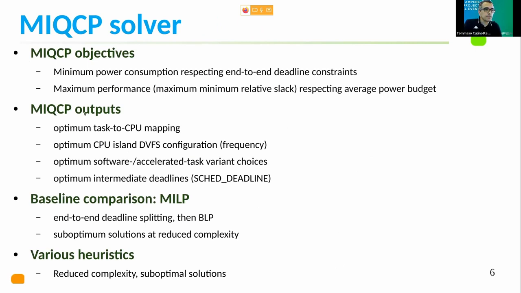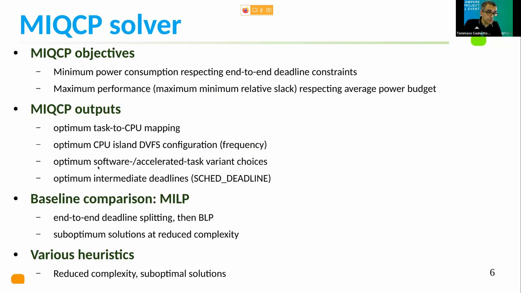So what is the output of this optimization procedure? As output, what we obtain is the optimum task to CPU mapping. So we know for each task what CPU it has to be mapped on, so that it can be statically configured. We have the CPU island, the DVFS configuration, and actually also the GPU configurations if you have a scalable frequency for GPUs. The optimizer can configure the frequency to be used for all the DVFS islands, including GPUs.